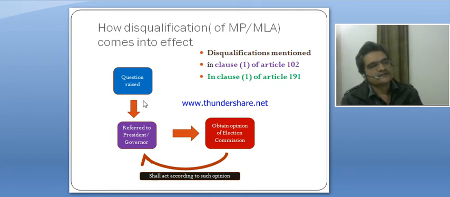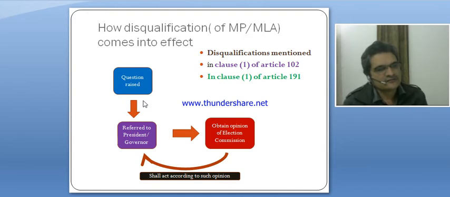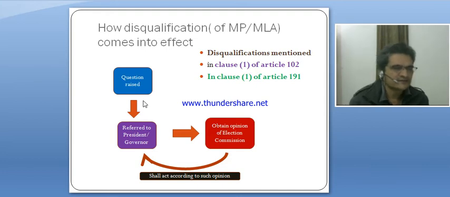Suppose a person is holding an office of profit or is subject to disqualification because of the other provisions of article 102 and article 191. Now let us come only to the office of profit condition. Suppose a person attracts this condition, that there is an allegation, a claim that he is holding an office of profit. When such a question has been raised, how does the system work, how does it happen that a person is finally declared to be disqualified?